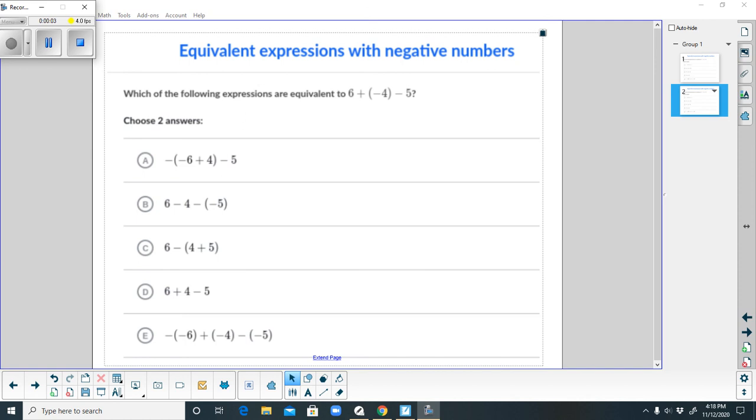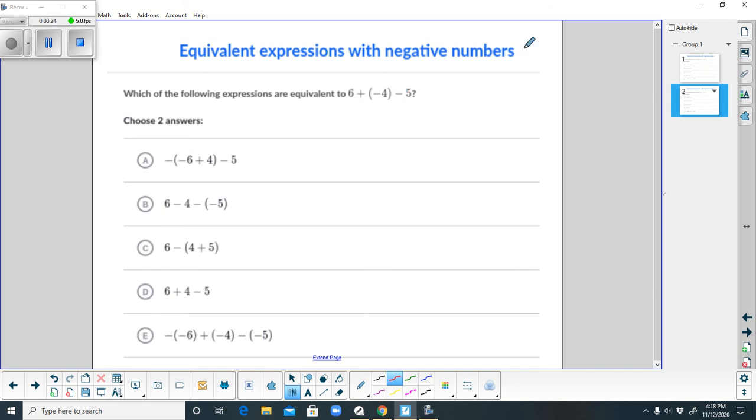So a student asked me to help them with this particular problem, which I decided, instead of just helping the one student, I'll make a video for anybody. This is equivalent expressions with negative numbers, and it says which of the following expressions are equivalent to 6 plus negative 4 minus 5.